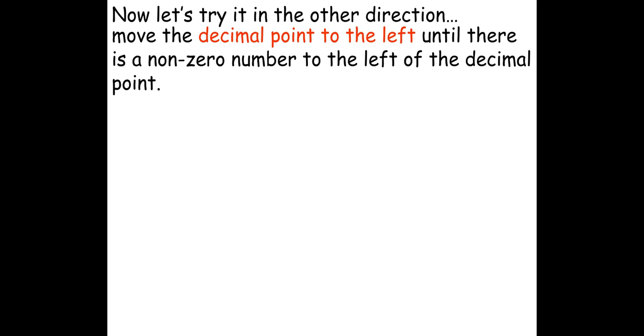Now, let's try it in the other direction. Move the decimal point to the left until there's a non-zero digit, okay? So this is a positive number. What we've been dealing with so far were numbers that were less than 1. But now we want to deal with numbers that are far greater than 1. So suppose we had this number to change into scientific notation. Here the decimal is not clear, so because it's a whole number, we put the decimal at the far end. And so we now move it to the left.